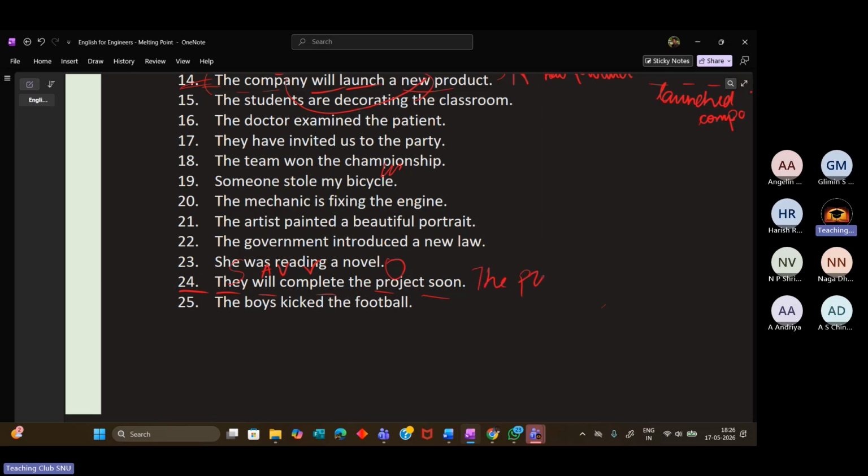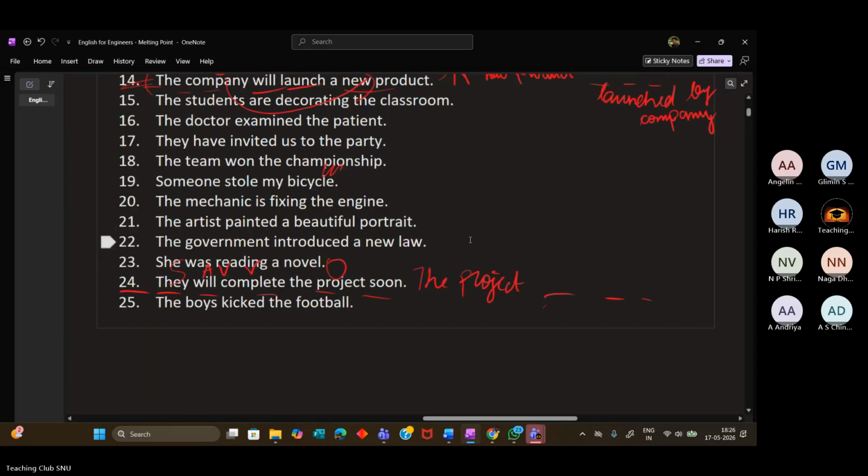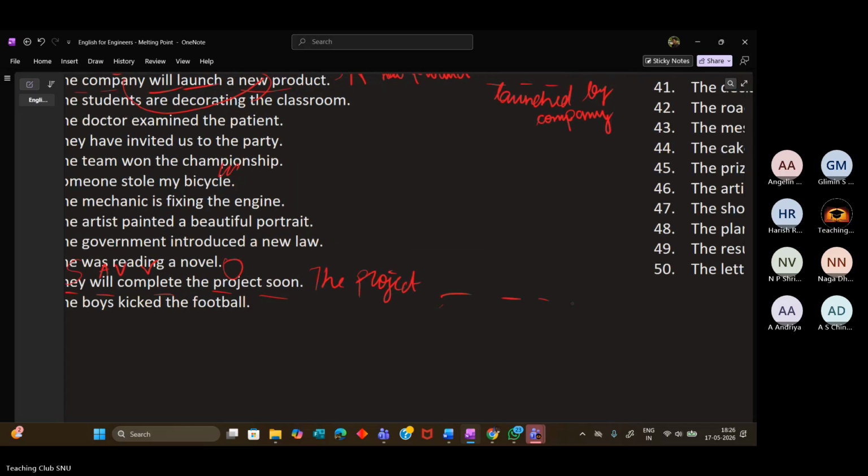The project dash dash dash. They becomes them. Okay. So we change the adverb and verb according to the context here.